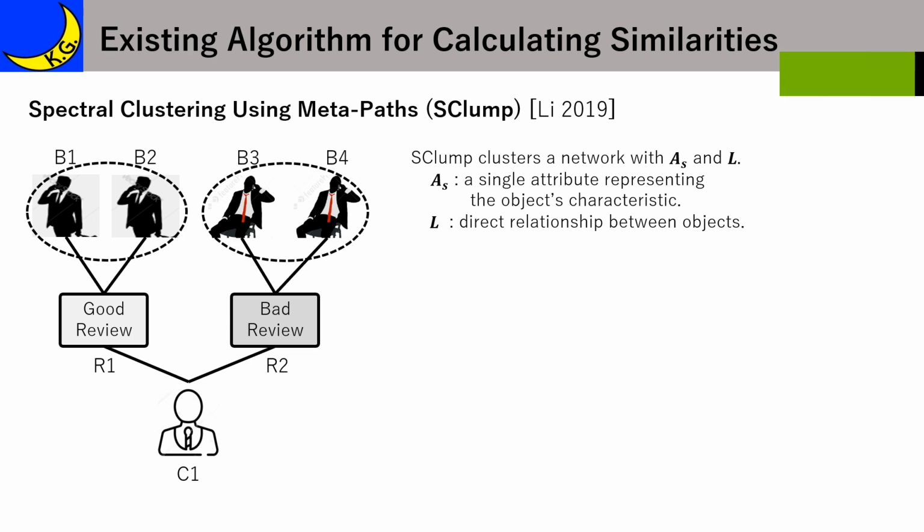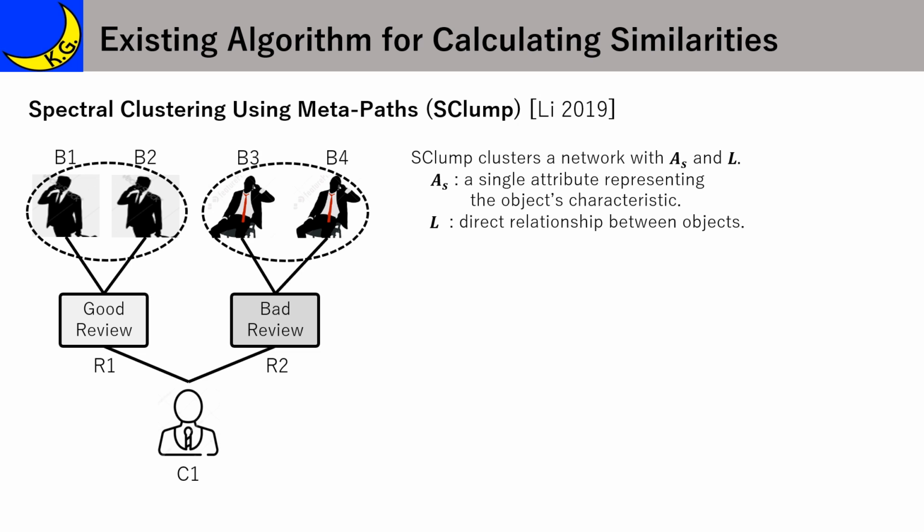Next, we introduce an existing algorithm called SClump to generate a high-quality similarity matrix. SClump clusters the network with two features, A_S and L. A_S is a single attribute of each object. For example, in this network, each object has a single attribute of either businessman, review, or customer.